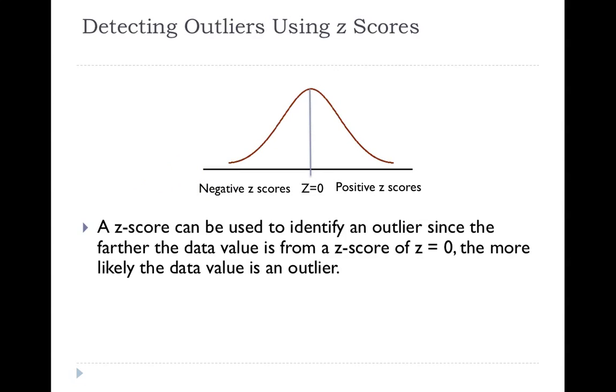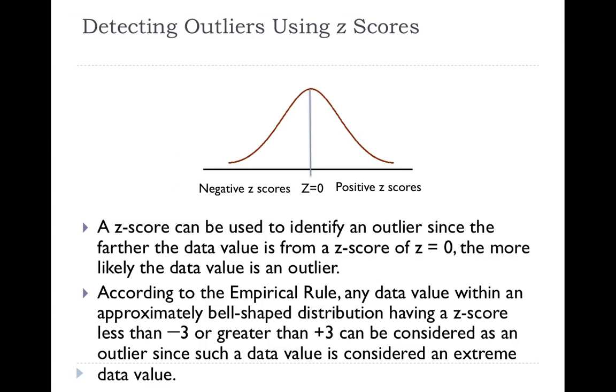A z-score can be used to identify an outlier since the further away a data value is from a z-score of 0, the more likely the data value is an outlier. According to the empirical rule, any data value within a distribution, approximately bell-shaped distribution, having a z-score less than -3 or greater than +3 can be considered an outlier, since such a data value is considered an extreme data value.